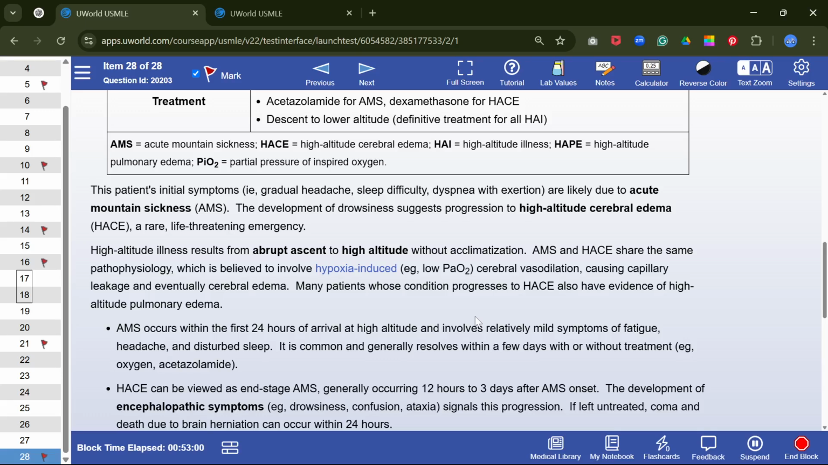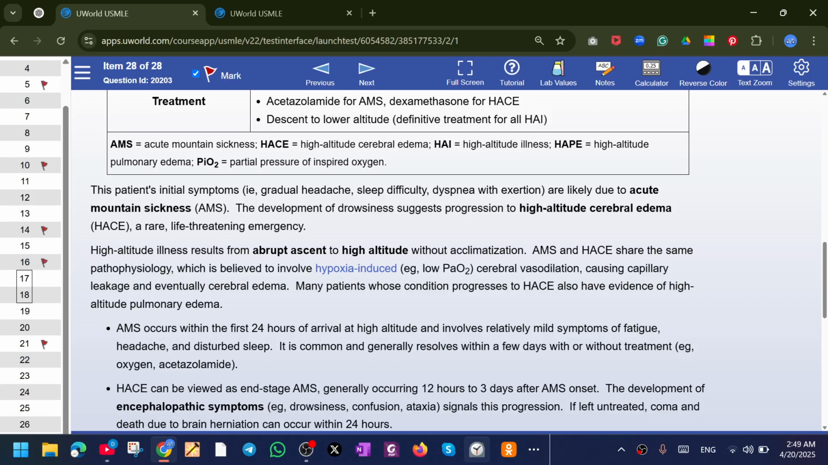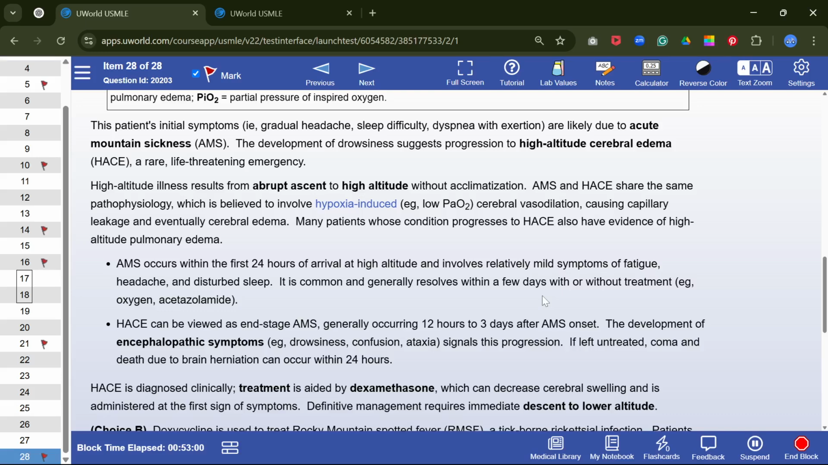High altitude cerebral edema can be viewed as end-organ acute mountain sickness, generally occurring 12 hours to 3 days after onset. The development of encephalopathic symptoms, drowsiness, confusion, and ataxia, signals this progression. If left untreated, coma or death due to brain herniation can occur within 24 hours.